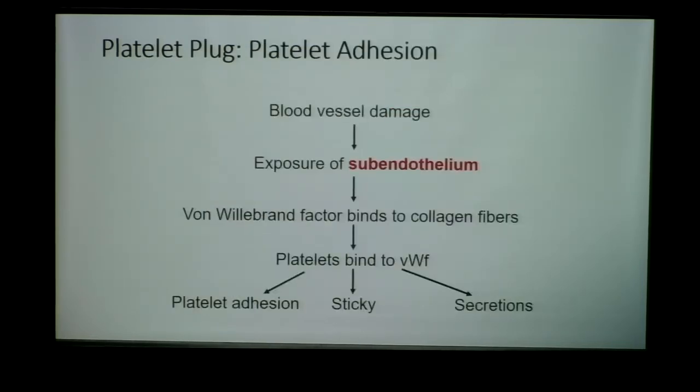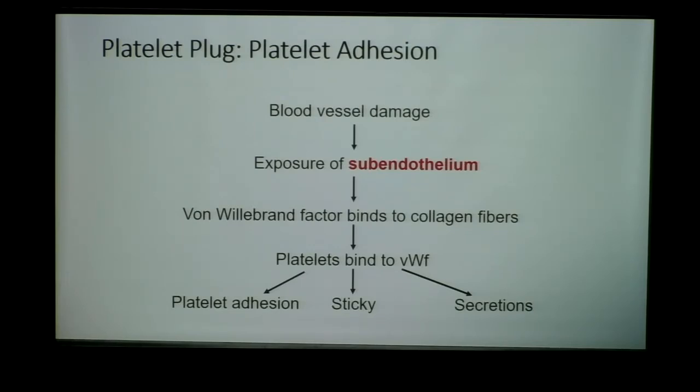So here's a really general overview of what happens as a part of this platelet plug. This phase is called platelet adhesion, and this is going to be different from platelet aggregation, which is the next step that I'll talk about. So make sure you're making that distinction in your notes. So you have an injury to a blood vessel, you expose that subendothelial layer that I mentioned earlier, and exposing that subendothelial layer triggers this factor called von Willebrand factor to bind to the collagen fibers that are in that subendothelial layer. Okay, so I'll say that again.